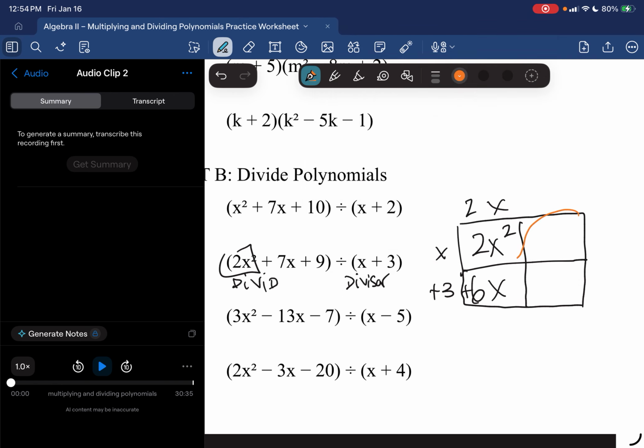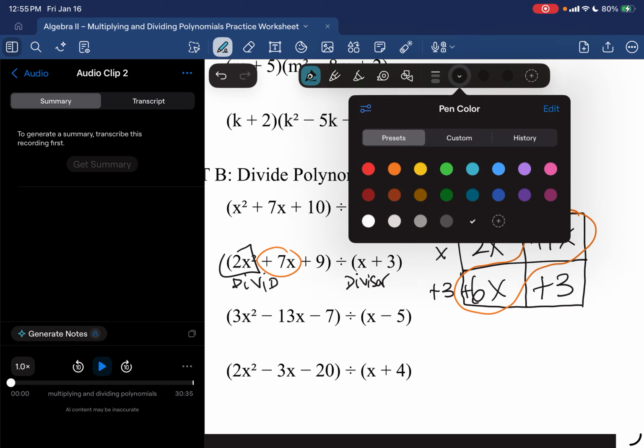Then what do you draw? Your peanut. And circle your peanut. So ask yourself, 6 plus what number gives you 7? You got it. 6 plus 1 gives you 7. So this is your middle term. Then ask yourself again, x times what gives you 1x? X times 1 gives you 1x. 1 times x is 1x. Right? Double check yourself. Before you wreck yourself. 1 times 3 is a positive 3.